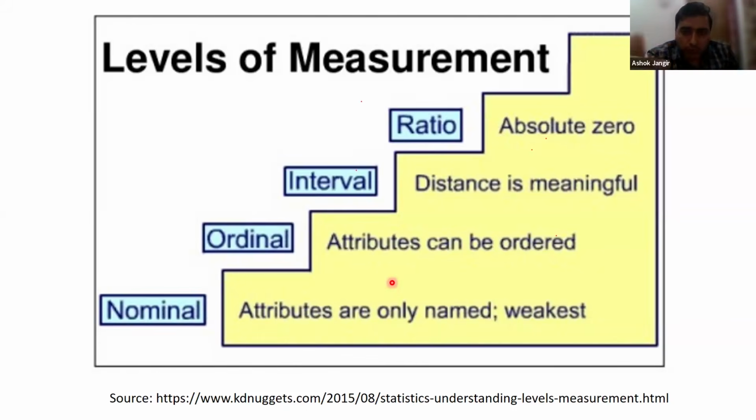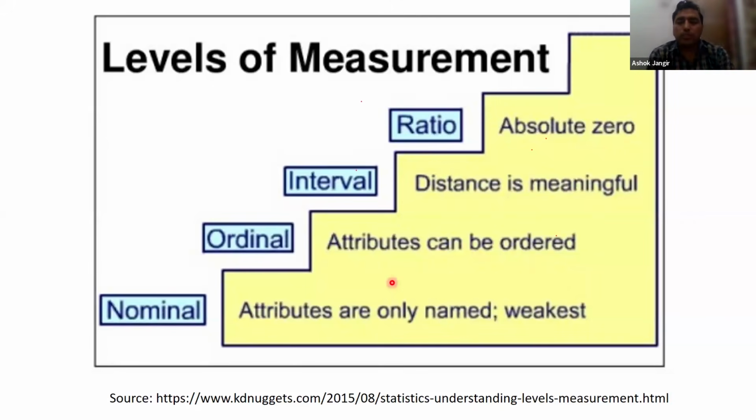Now comes ratio. Ratio means it has absolute zero. And interval does not have absolute zero. That is the difference between the two. The ratio level of measurement has an absolute zero, and the interval level of measurement does not have absolute zero. So what do you mean by that? Please listen carefully.